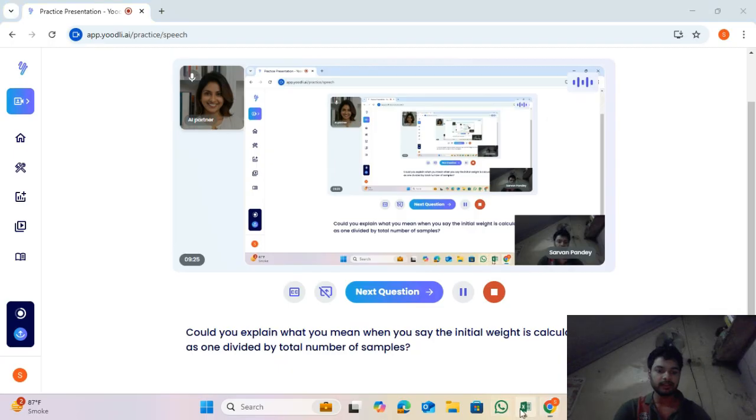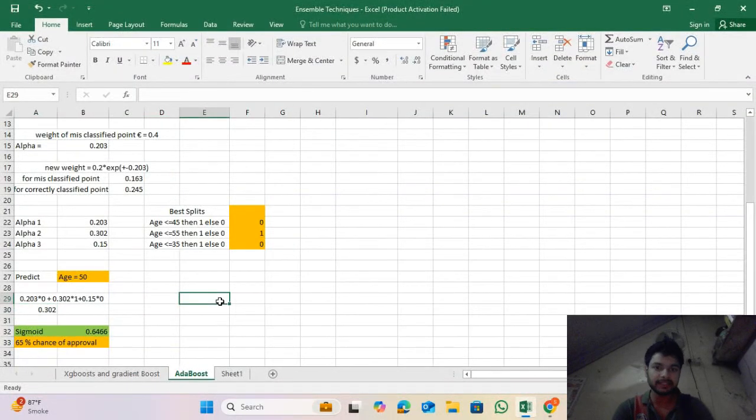If I have 5 samples, if I have 5 rows, the initial weight will be 0.2, since 1 divided by 5 is 0.2.